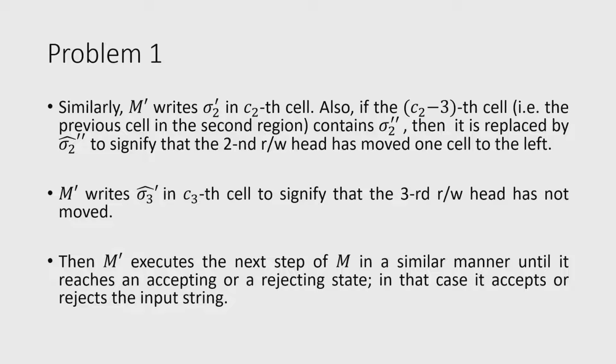And then after it has done this, M prime executes the next step of M in a similar manner. So we have just shown how M prime executes one step of M, and it can repeat this process to execute all the steps of M as well. It continues to do this until it reaches either an accepting state or a rejecting state. If it reaches an accepting state, it accepts the string. If it reaches a rejecting state, it rejects the string.